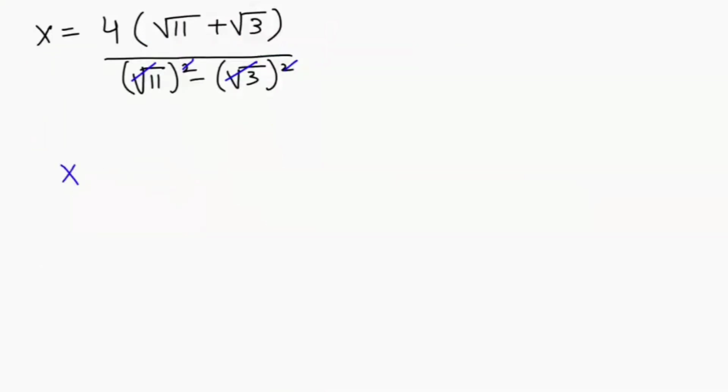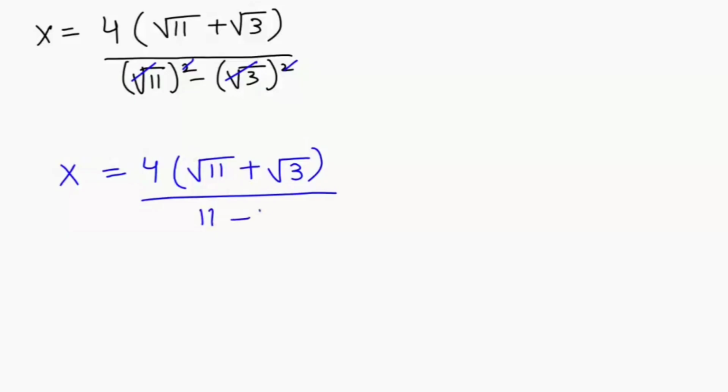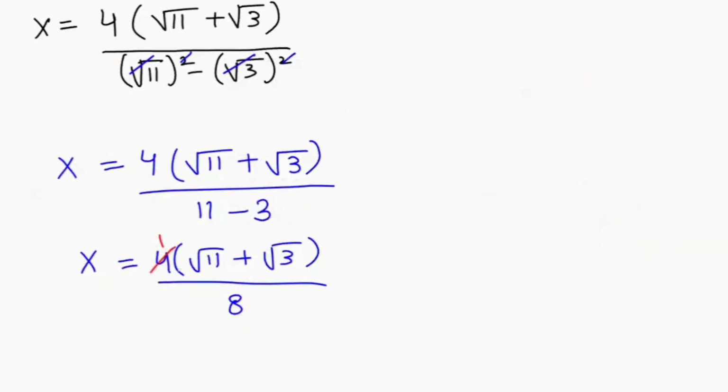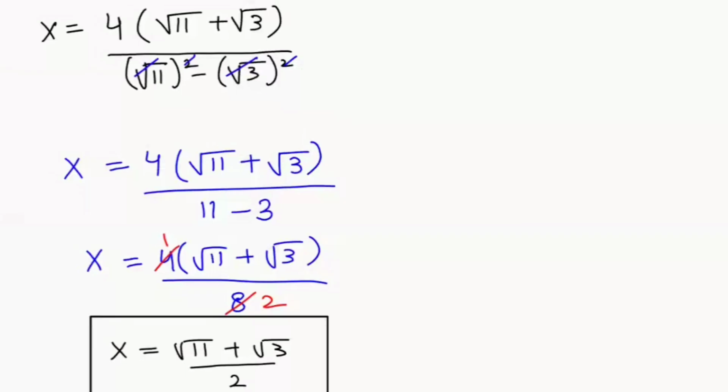So this will turn to x is equal to 4 times root of 11 plus root of 3 over 11 minus 3. And this will turn to x is equal to 4 times root of 11 plus root of 3. Here we will get 11 minus 3 is equal to 8. And this is going to be reduced to 2. So the value of x here we found out, that is x is equal to root of 11 plus root of 3 over 2. So this is the final answer.